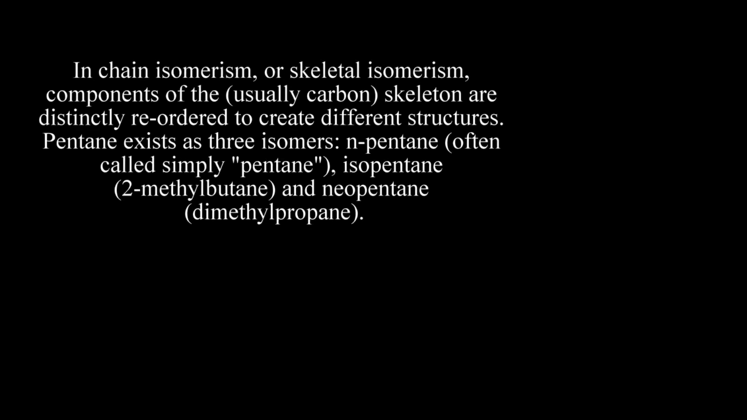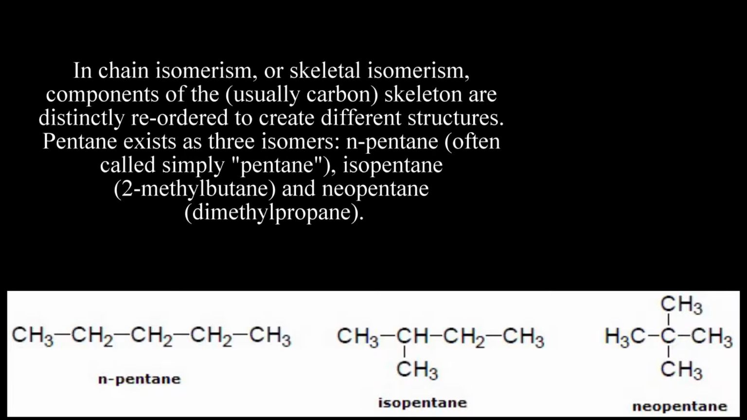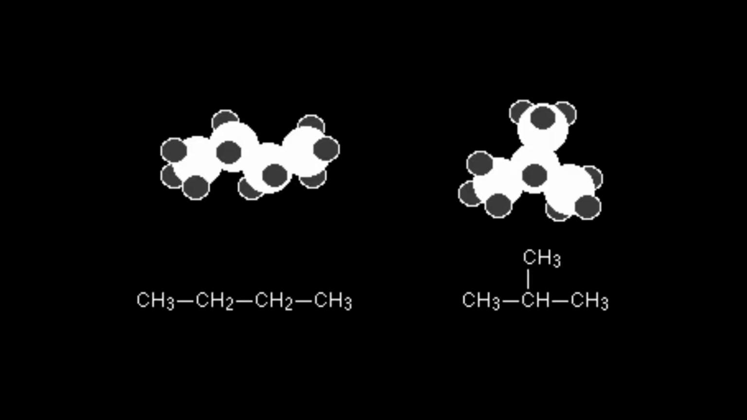The first type of structural isomerism is chain isomerism. In chain isomerism or skeletal isomerism, components of the usually carbon skeleton are distinctly reordered to create different structures. For example, pentane exists as 3 isomers, often called simply pentane, isopentane or 2-methylbutane, and neopentane or dimethylpropane. Second example, we could see there are 2 isomers of butane. In one of them, the carbon atoms lie in a straight chain, whereas in the other the chain is branched.